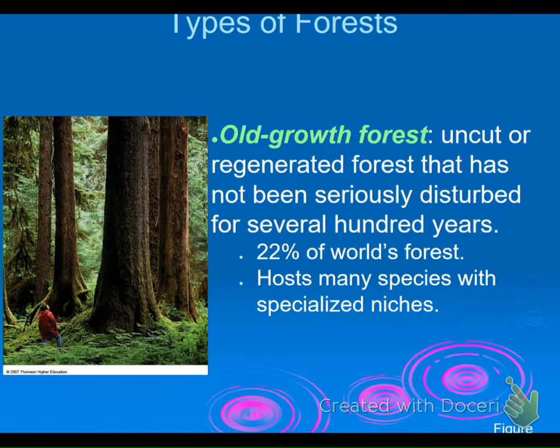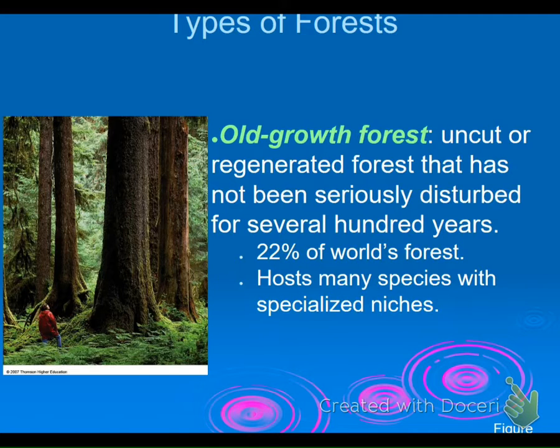One type is called the old growth. There are very few old growth left. One of them that I'm going to be seeing over Thanksgiving break is up in Seattle. West of Seattle is an old growth forest, a temperate rainforest, where it's been there for hundreds and hundreds and hundreds of years. Because of that, it's got so much diversity, not just within the plants, but all the organisms there. It has so many specialized niches that aren't found in any other type of forest, like the secondary forest and tree farms.